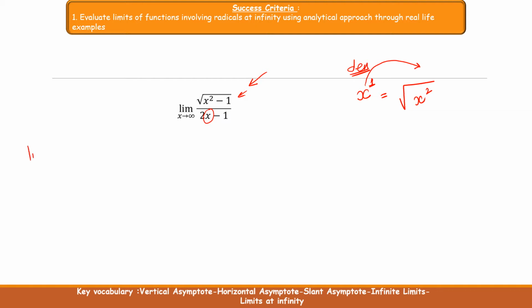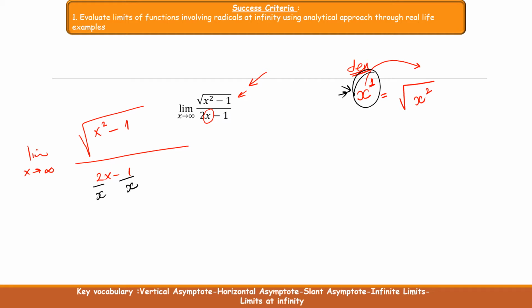So let's see here. I am writing first of all the question. So here 2x minus 1 and here with the square root, right? x square minus 1. Now look at this. I have the highest variable with the highest power is x, power 1, without square root. So in the denominator, I don't have the square root. So I will write here x, I will write here x. But in the numerator, I have a square root. So I cannot write x power 1. I will write x square. Why? Because inside the square root, I have to write x square.